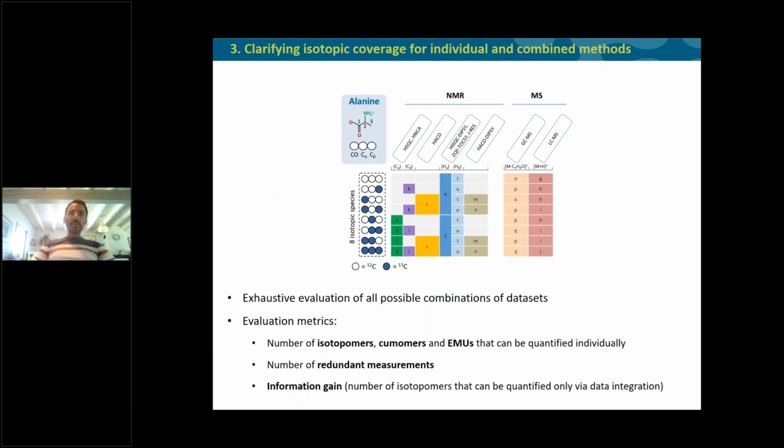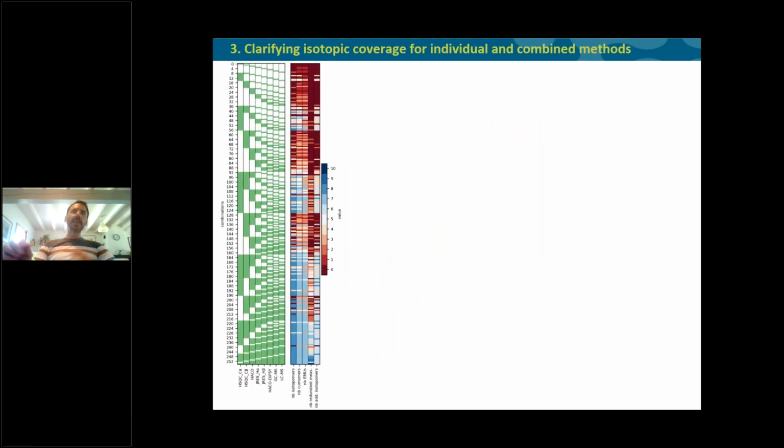As an example, we applied this tool to evaluate all possible combinations of data sets we can obtain with alanine, and we based this evaluation on different sets of metrics. Basically, the number of isotopic species that can be quantified individually, the number of redundant measurements, and very important information, the gain of information we have when we combine different measurements. So here is a summary of what came out of the study.